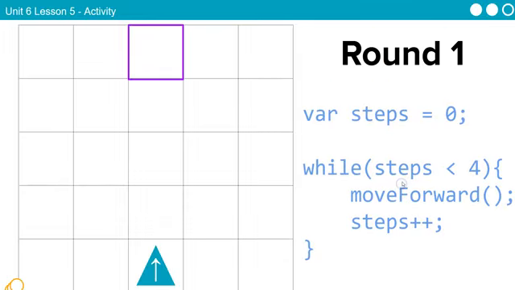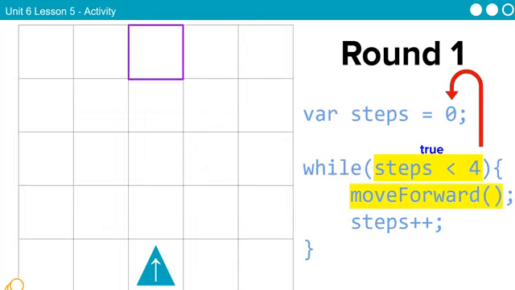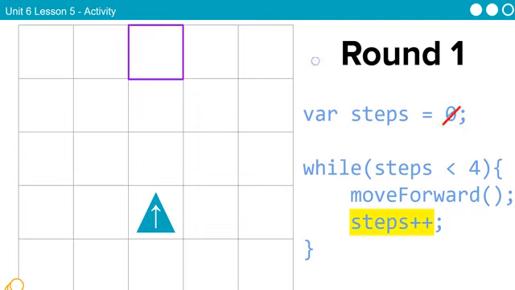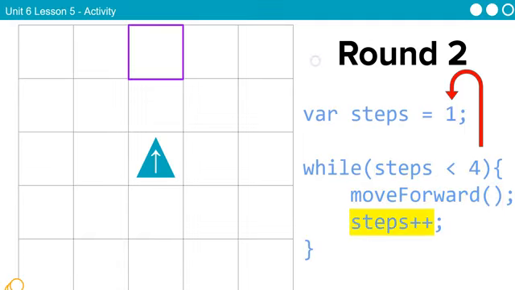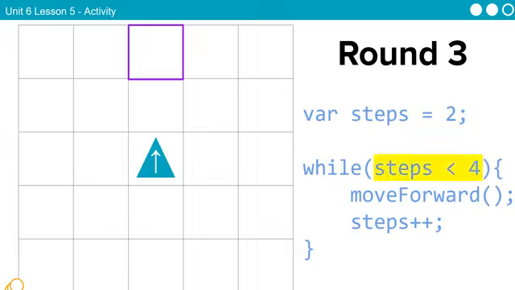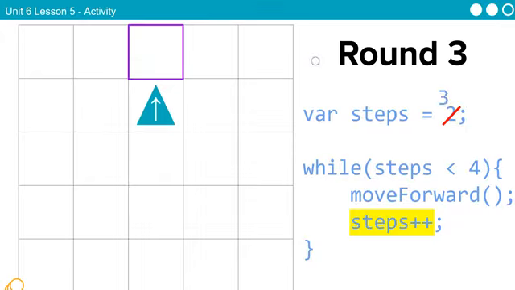If you watch this play out, you'll see steps starts at 0. While steps is less than 4, it's going to move forward and add 1 each time to steps. So 0 is less than 4, that's true, so it moves the robot forward and then adds 1 to steps. Now my steps is 1. Then I'm going to start round 2, right? 1 is less than 4, that's true, so it's going to move forward and add 1 to steps. Now steps is 2. It's going to check again. 2 is less than 4, that's true, so it's going to move forward and add 1 to steps. Now steps is 3.